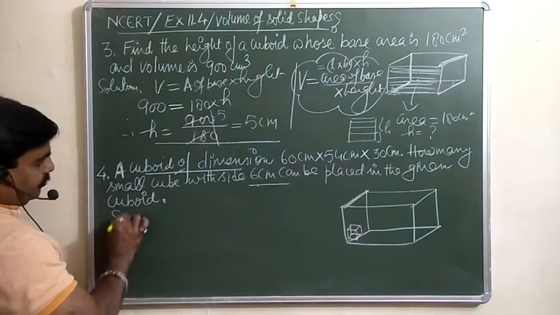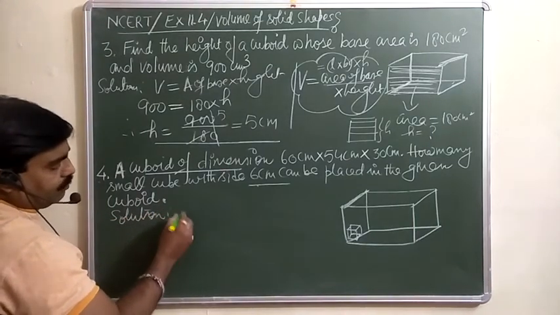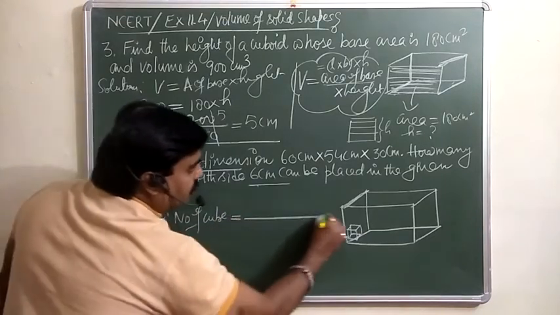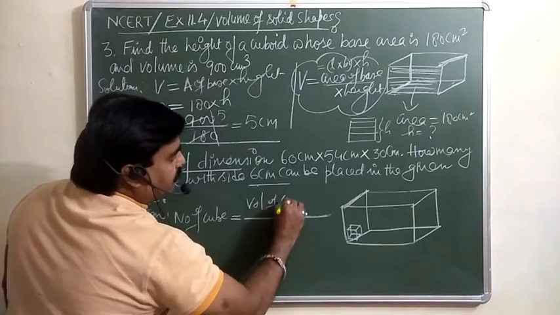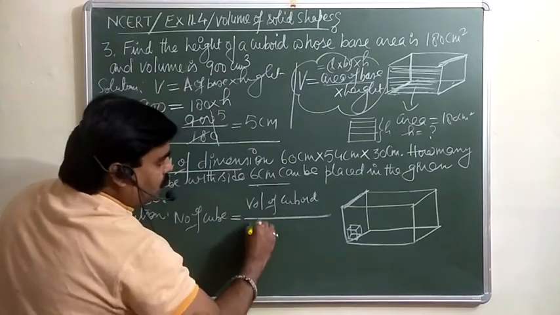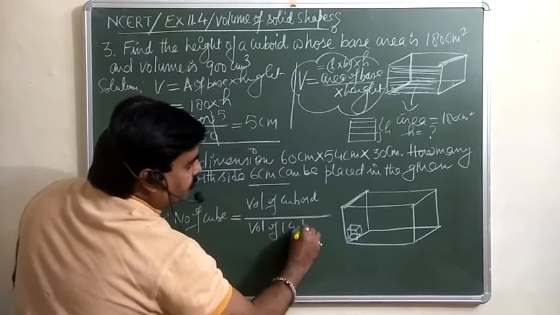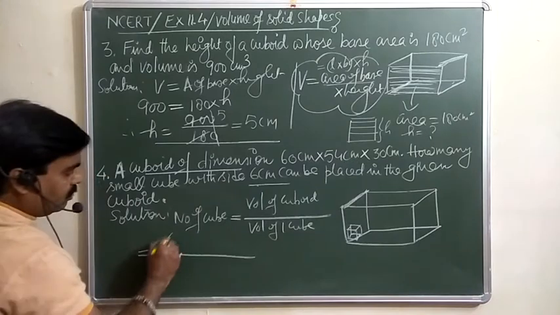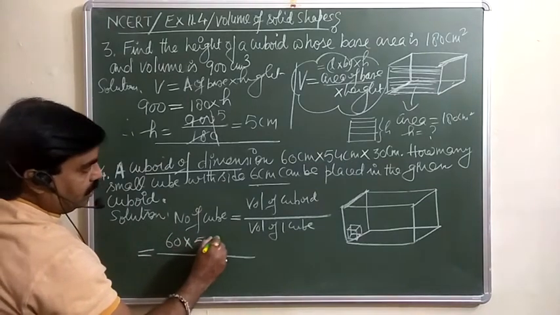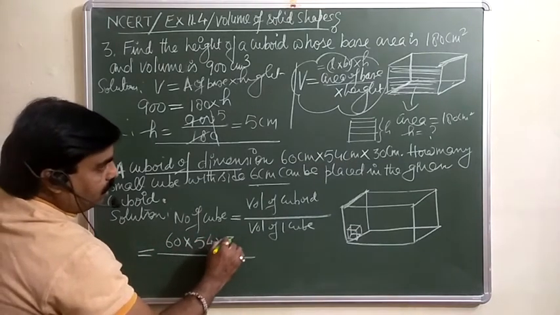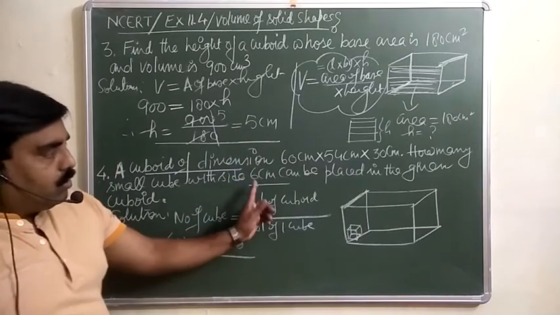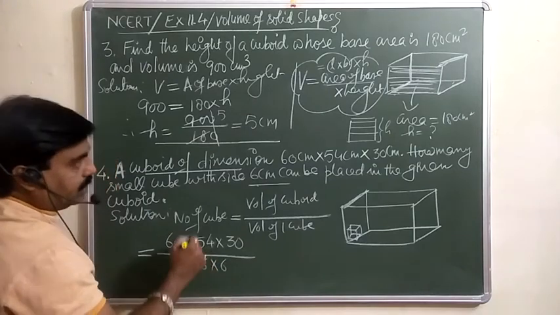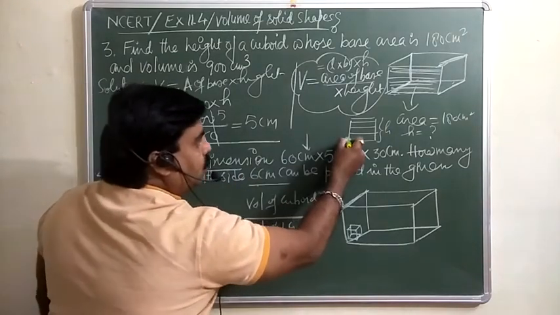So you must calculate the volume. Directly, the number of cubes that can be accommodated will be equal to the volume of the cuboid divided by the volume of one small cube. The volume of the cuboid will be L into B into H. Directly you can do 60 into 54 into 30 over the volume of the cube, which is side cube, so 6 into 6 into 6. Unit should be the same; you should be very careful about the unit.